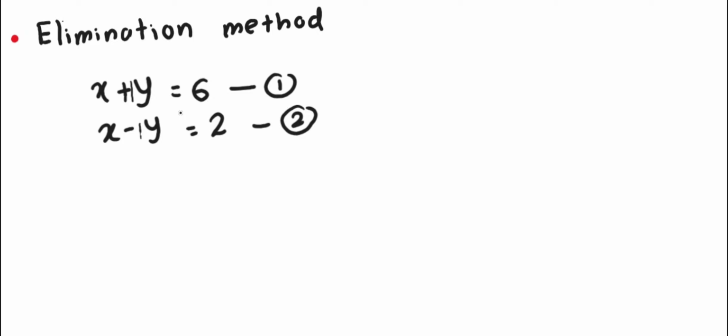So take this example. We know that the variable we are removing is y. What is the sign of the variable y in the first equation? It is plus. What is the sign of y in the second equation? It is minus. So here the signs are opposite, signs are different. So what are we going to do? We are going to add the equations, 1 plus 2.